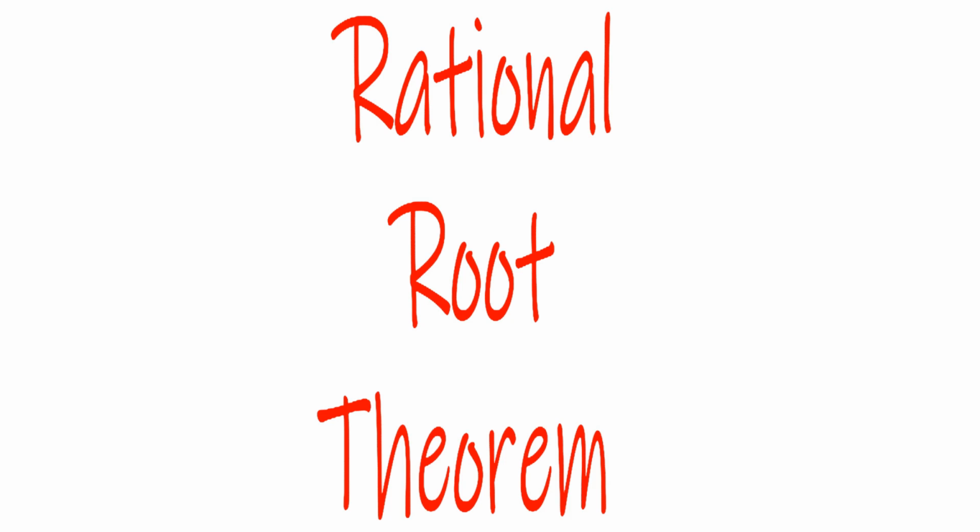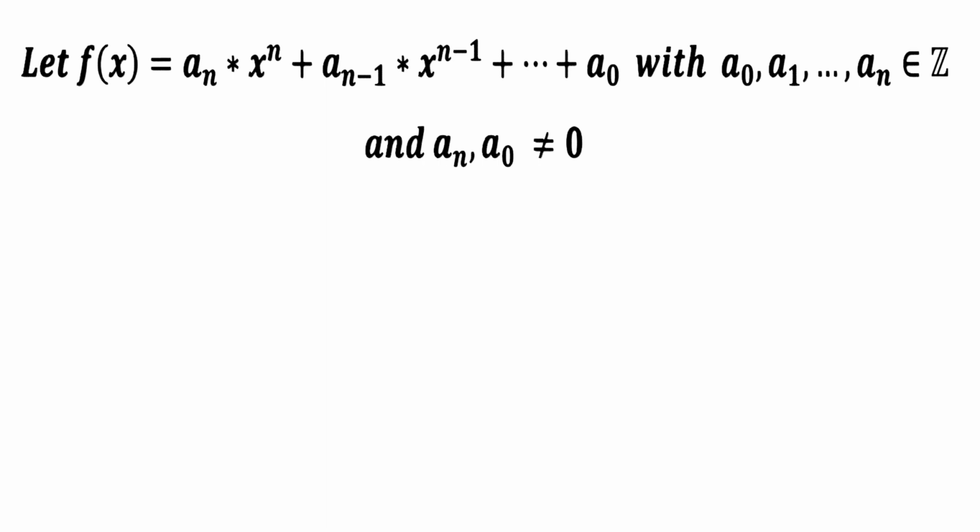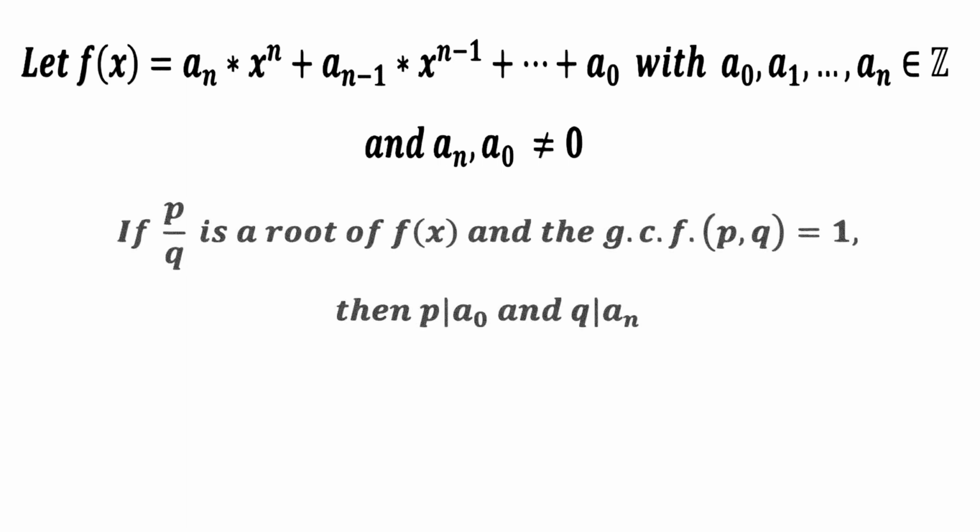this video. The rational root theorem states that if we have a polynomial f with integer coefficients and our leading coefficient and constant coefficient are not equal to 0, if p over q is a rational root of f and the greatest common factor of p and q is 1, then p divides our constant and q divides our leading coefficient. For our proof, let f be a polynomial with integer coefficients.